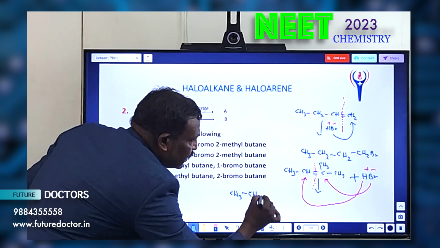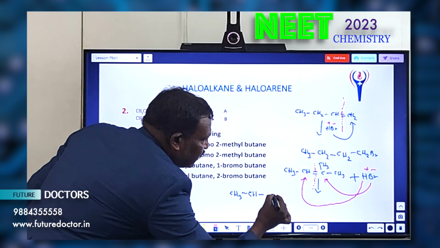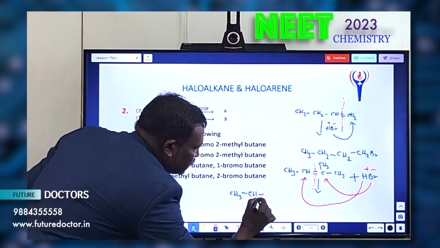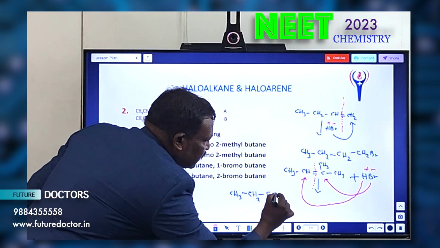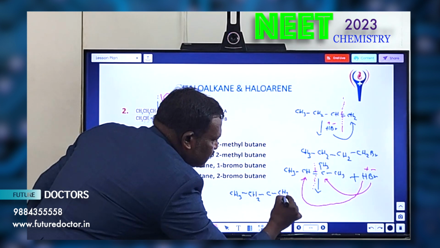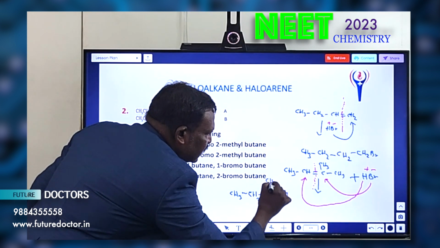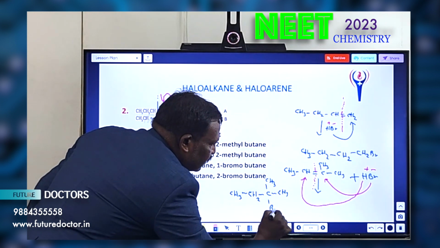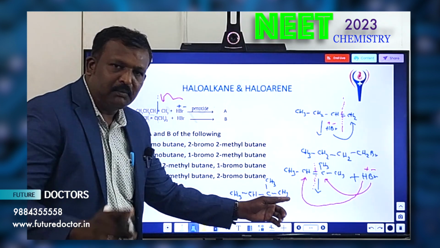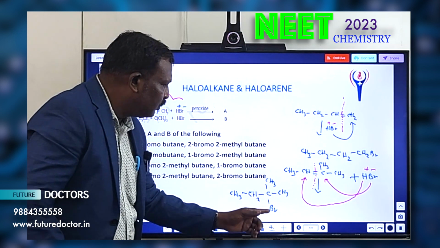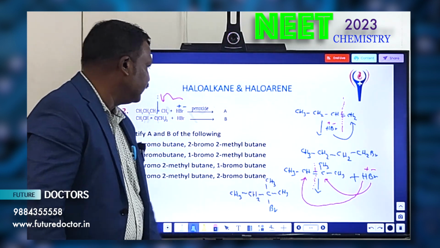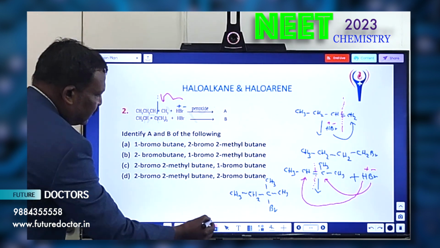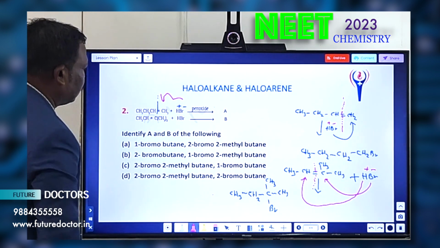CH3, CH. Then the double bond becomes a single bond. Here H will come. Automatically this is CH2. Here C, here CH3. Here also CH3. Down we have Br. So you know the name. When you give the number from right to left, 2-bromo 2-methyl butane. So the answer is A, the correct one.